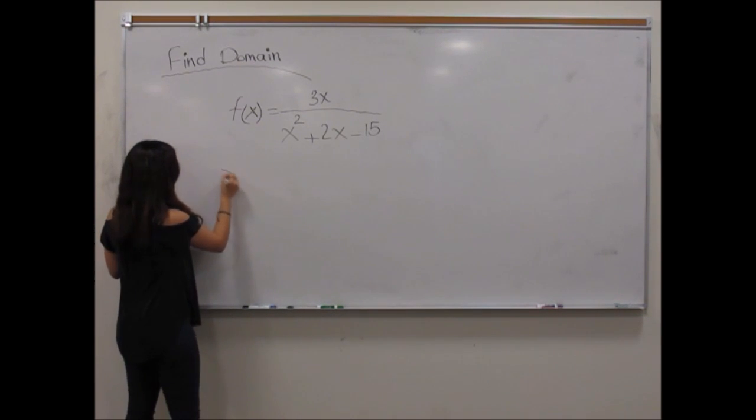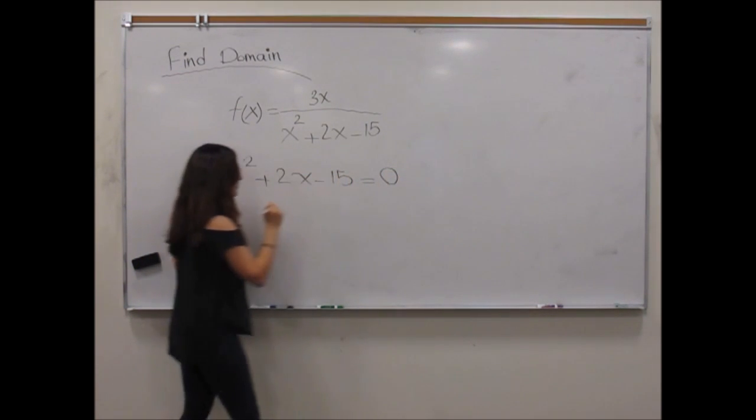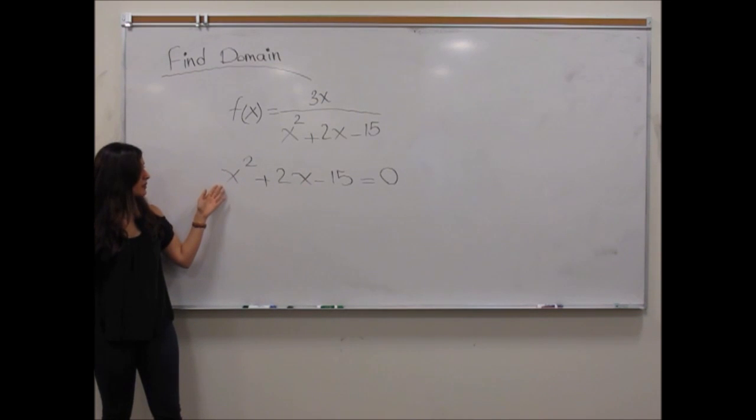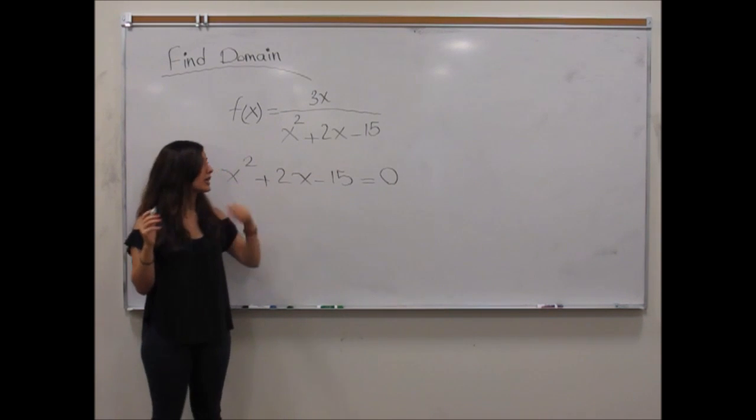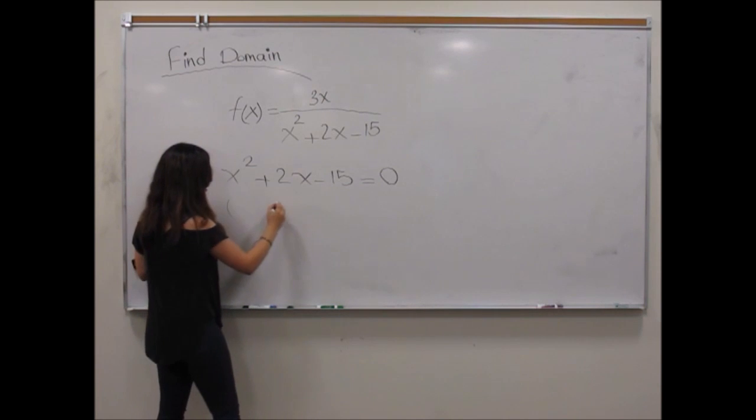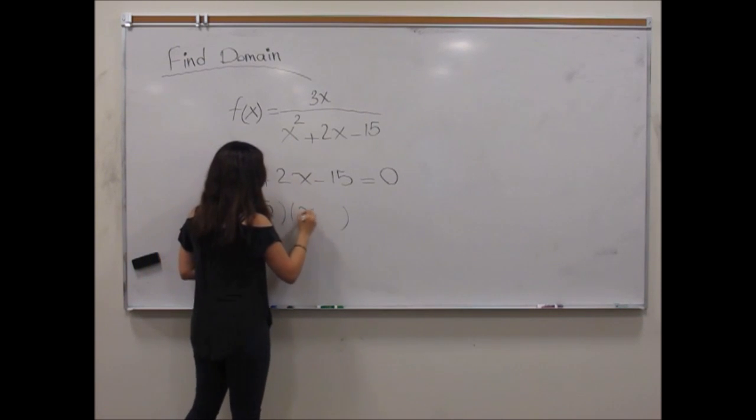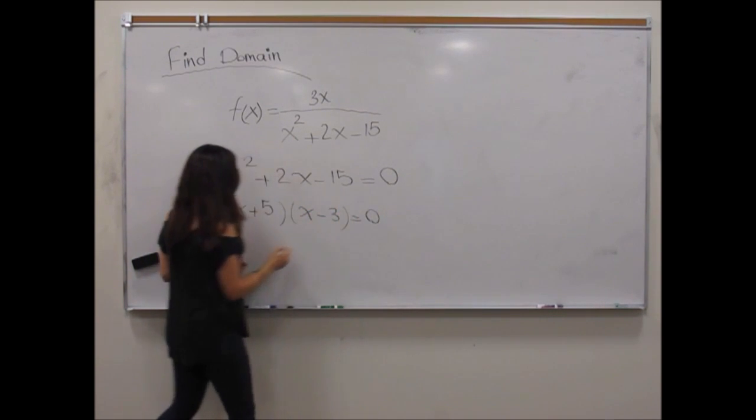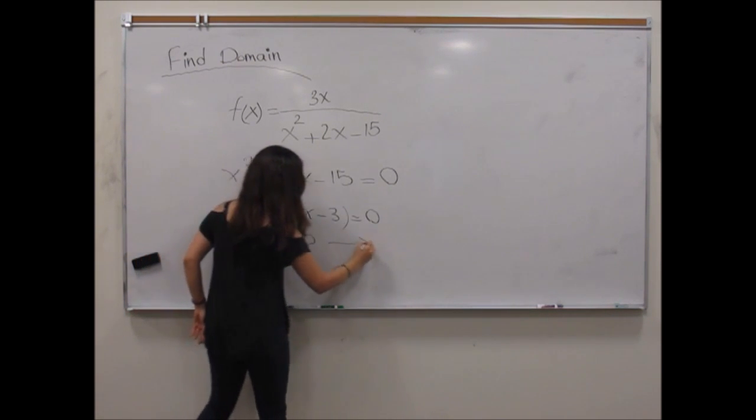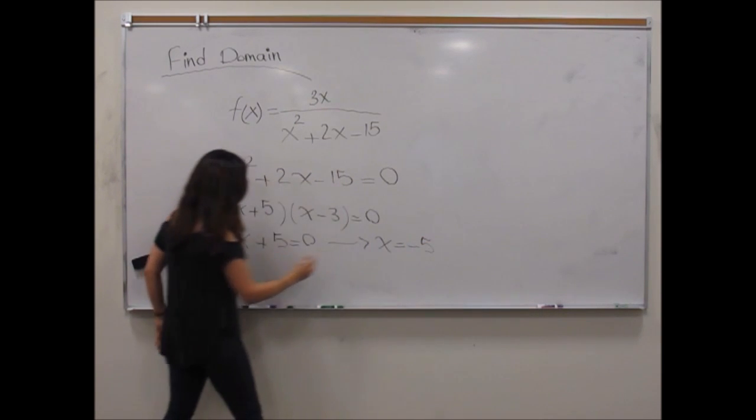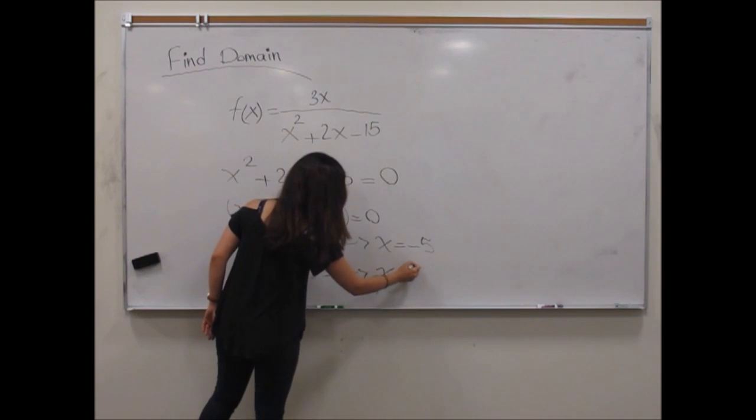So x squared plus 2x minus 15, I set it equal to 0. To solve it, this is a quadratic equation, so I have to factor this out. I need two numbers that when I multiply them, I get negative 15, and when I add them, I get positive 2. So it looks like x plus 5 and x minus 3 equal to 0. For this to be 0, x plus 5 is 0, which gives me x equal to negative 5, or x minus 3 is 0, which gives me x equal to 3.